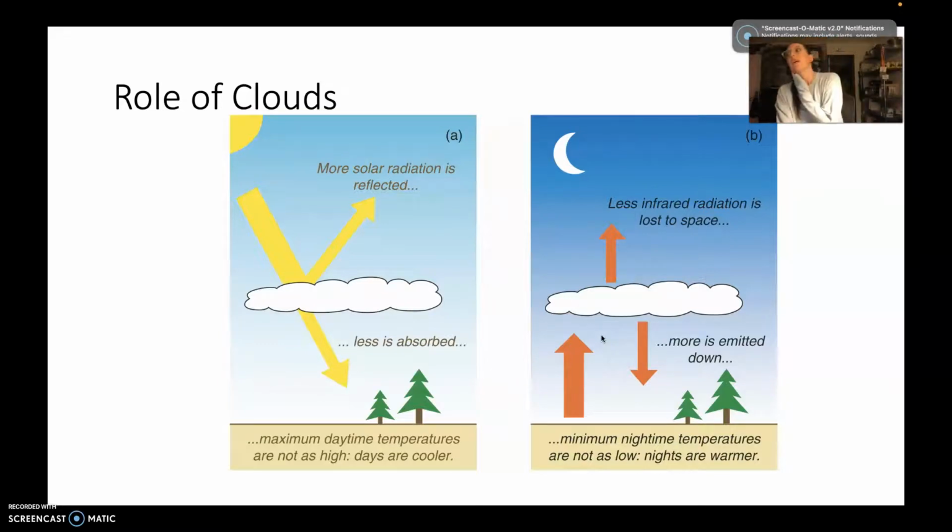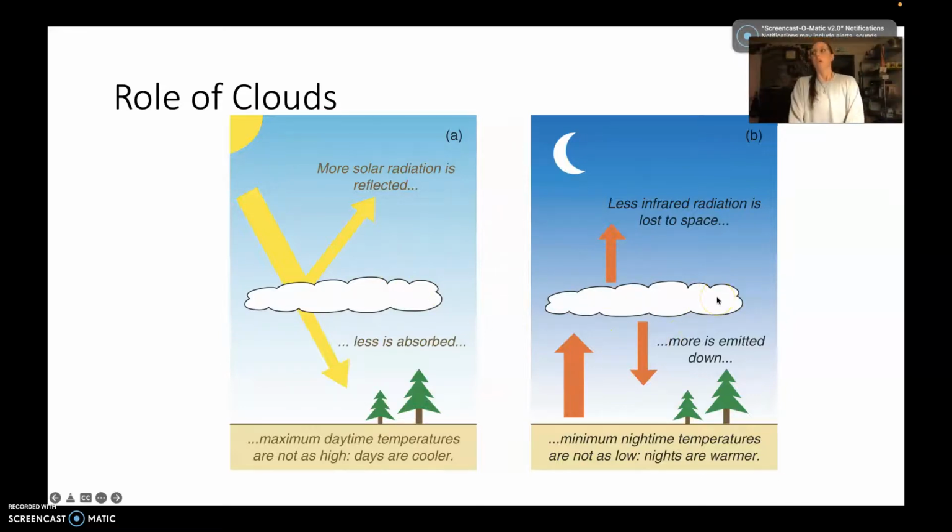So those are some of the modulations. The diurnal cycle and the role of clouds can be a day-to-day or almost an hour-to-hour variation, whereas these next couple of ideas are more so on the long-term average.